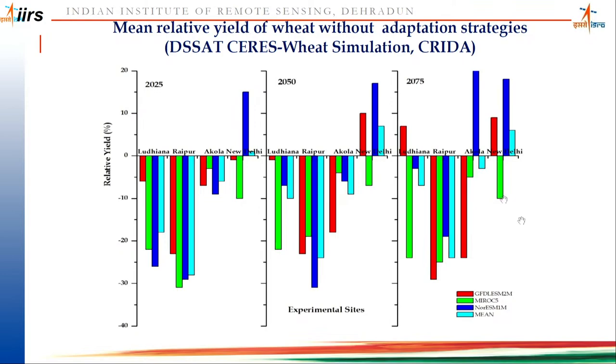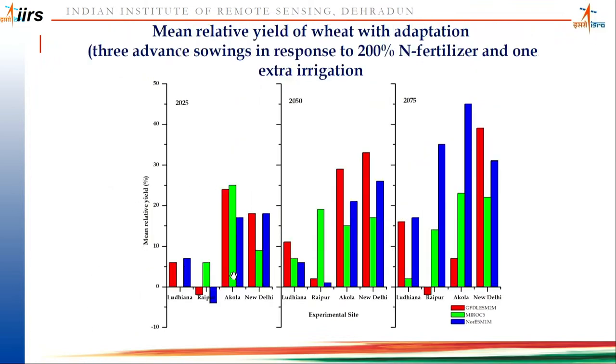So here you see an adaptation strategy. One example is for different districts such as Ludhiana, Raipur, and Akola, for 2025, 2050, and 2075, with four different kinds of models. Here you can see yield is declining during 2025 to 2050 with the rise in temperature without adaptation. If there is no adaptation mechanism, agronomic strategy or anything applied, then there will surely be a decline in the yield of the crop.